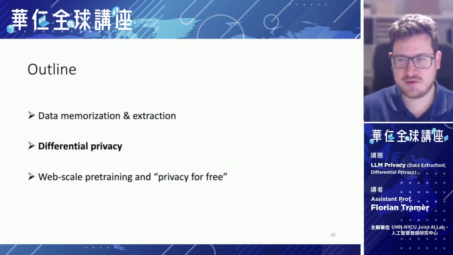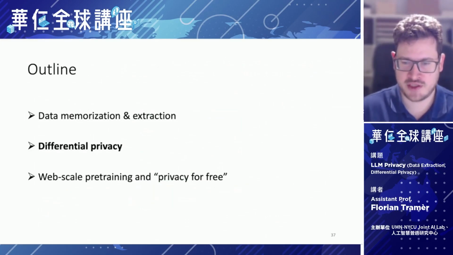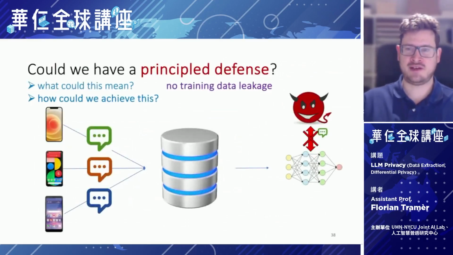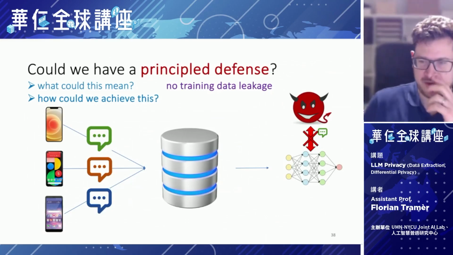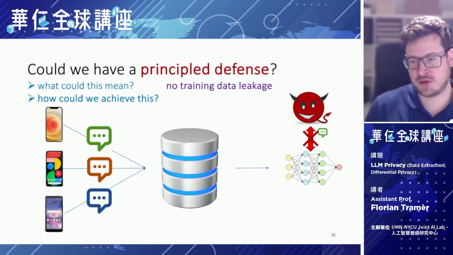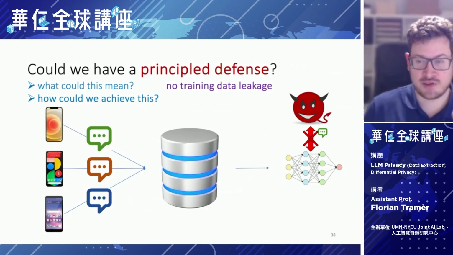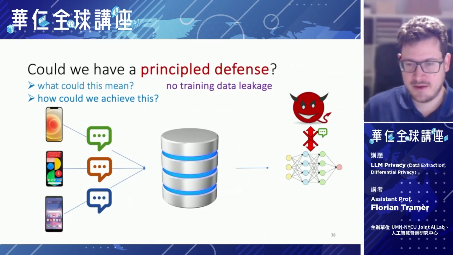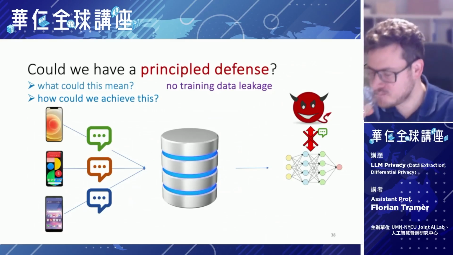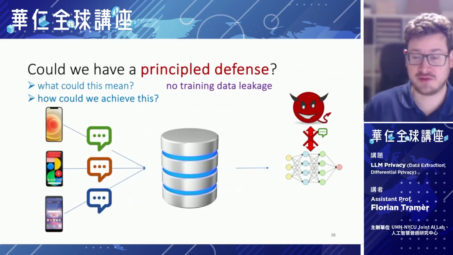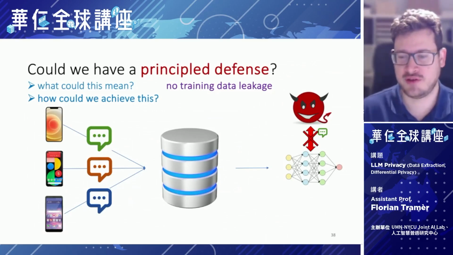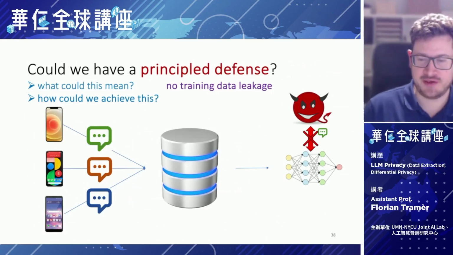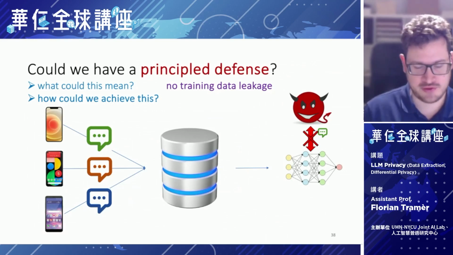So this leads us to differential privacy, which is essentially a way to design a principled defense. Could we find a way to train a machine learning model where we can guarantee, where we can prove, that there is no way that an attacker is going to be able to extract or to learn information about the training data? Formalizing this notion takes a little bit of work, and it took a very long time for the data privacy community to come up with the right definition for this. And this essentially led to the invention of differential privacy.